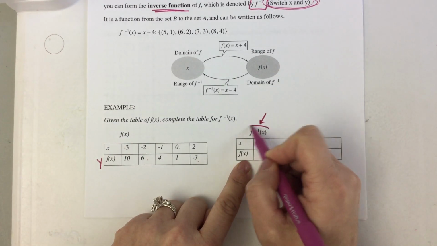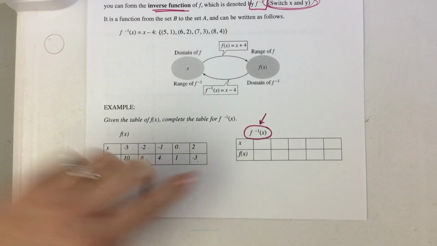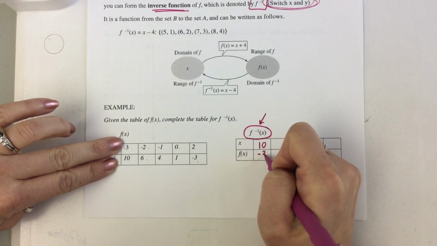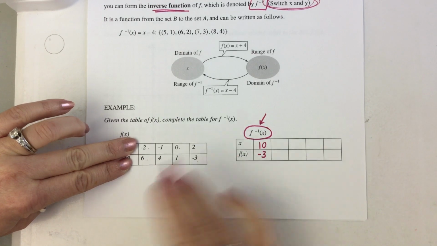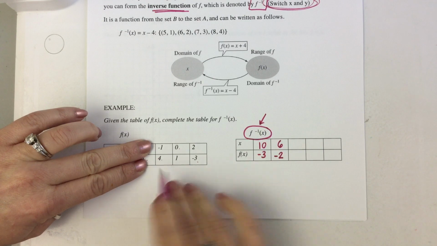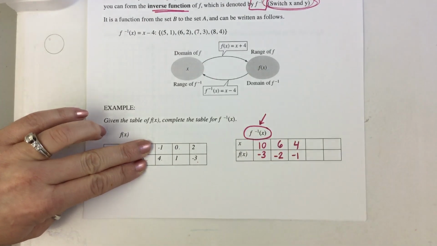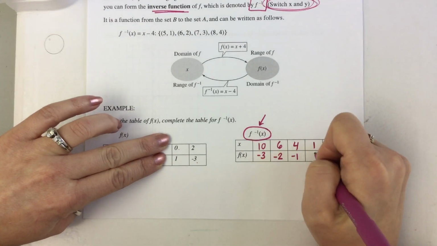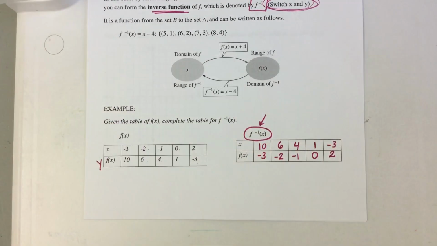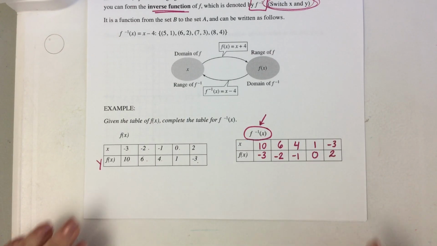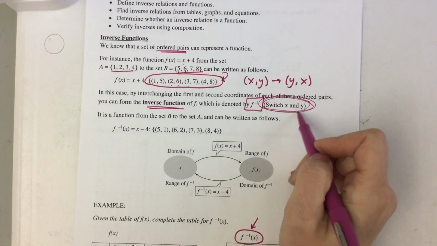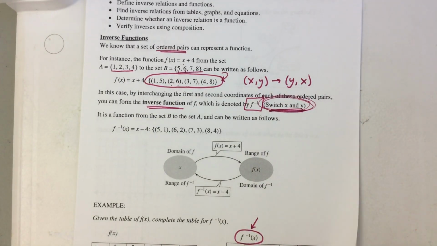If I want to find the inverse, all you do is switch x and y. So I take each ordered pair. -3, 10 becomes 10, -3. -2, 6 becomes 6, -2. -1, 4 becomes 4, -1. 0, 1 becomes 1, 0. 2, -3 becomes -3, 2. So again, all you're doing is switching that x and y value. These two are inverses of one another. Inverse simply means switch x and y.